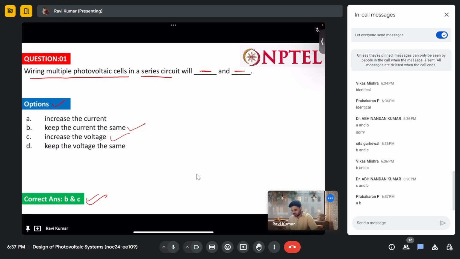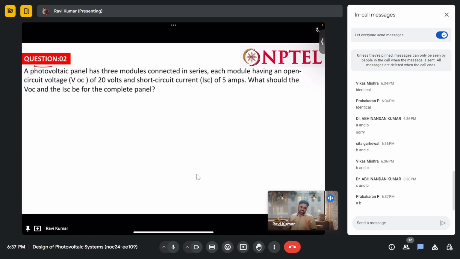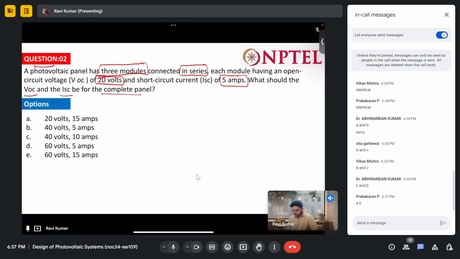Next question. So we were talking about the series and parallel connections. This question is directly based on those concepts. A photovoltaic panel has three modules, so let's say three cells connected in series. Each module has VOC 20 volt, ISC 5 ampere. What should be the VOC and ISC of the complete panel? And these are the options.